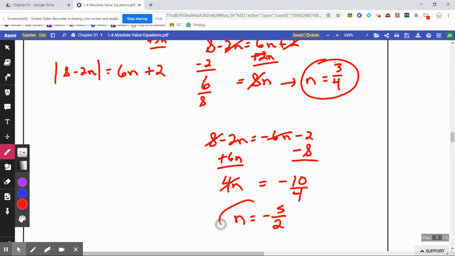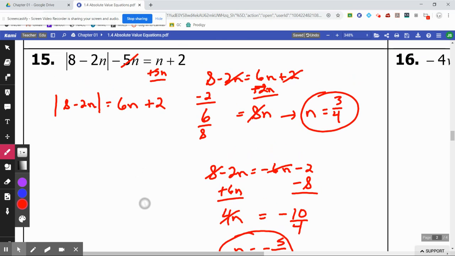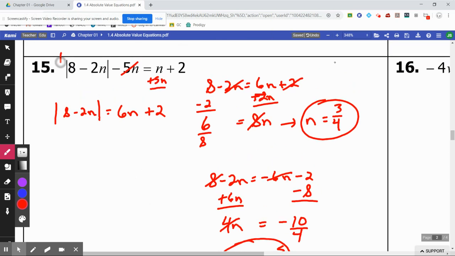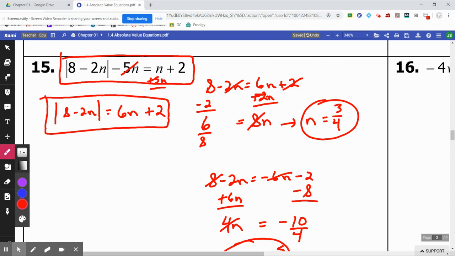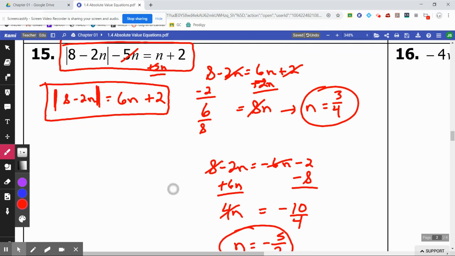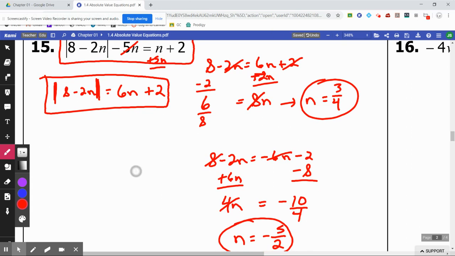So now we're going to have to check both of these to see if both of them work. And you can check it in your original, or you can check it right here, either one. Okay, just don't check it where you split it. You can check it in either one of the ones that still have the absolute value bars. So plugging in 3/4, and I'm going to do this for you. Plugging in 3/4, you have 8 minus the 3/2, the absolute value of it, is equal to, and we're not sure, so I put a question mark above it.